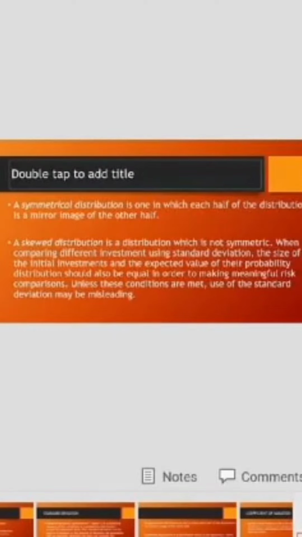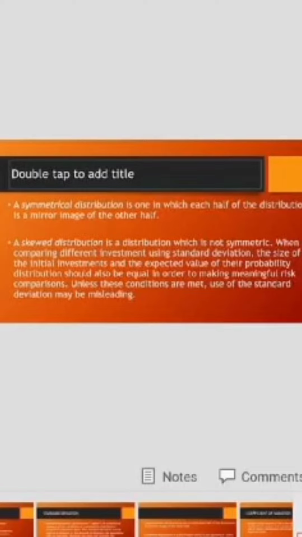Next, a symmetrical distribution is one in which each half of the distribution is a mirror image of the other half. So what is a symmetrical distribution, by the way? A symmetrical distribution occurs when the values of variables appear at regular frequencies, and often the mean, median, and mode all occur at the same point. So if a line were drawn through the middle of the graph, it would reveal two sides that mirror one another.